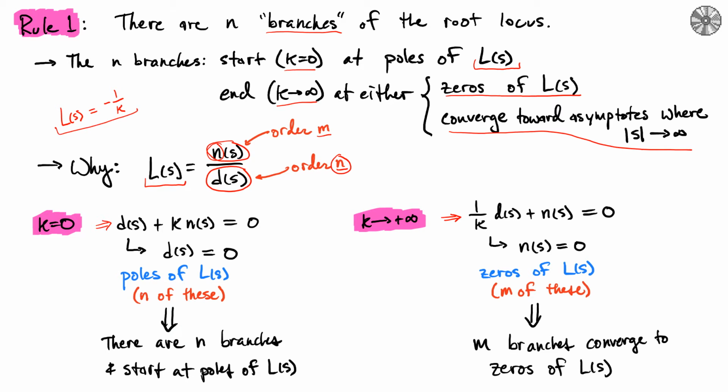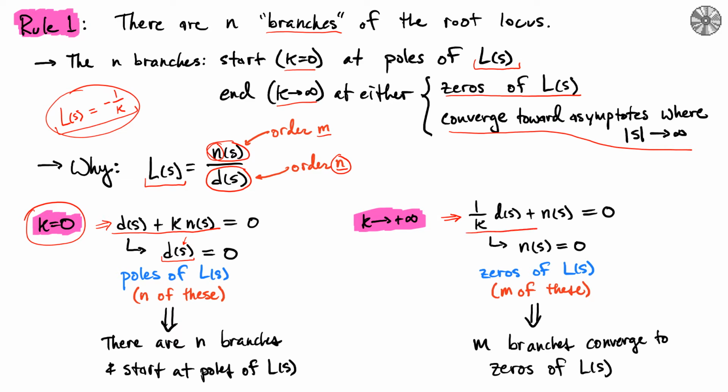If we rewrite our characteristic equation in terms of n of s, d of s, and k, we get this expression. If k goes to 0, then the criterion for s being part of the root locus and satisfying this expression just means that the denominator has to be 0. Essentially it's the roots of the denominator of L of s, which are the poles of L of s. Since it's an nth order polynomial, there are going to be n of these poles, which means there are going to be n branches. And because we're talking about k equal to 0, those start at the poles of L of s.